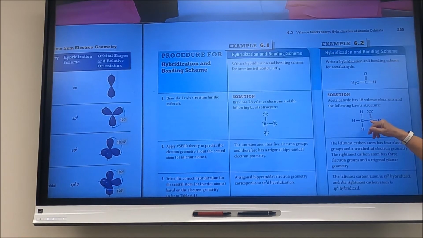This carbon has 3 electron groups, so it's sp2. So I have an sp3 overlapping with an sp2. Here I have a sigma and a pi bond: an sp3 overlapping with a p, and then a p from here overlapping with a p for the second bond. And here, sp2 overlapping with an s.